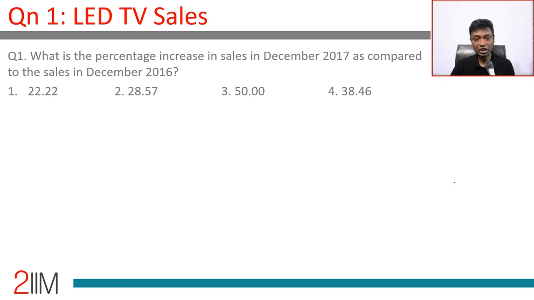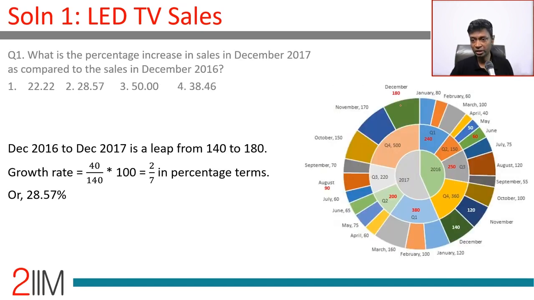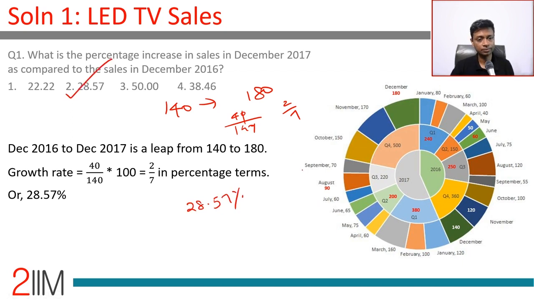What is the percentage increase in sales in December 2017 as compared to the sales in December 2016? December 2017 is 180. December 2016 is 140. And so we want to find the increase from 140 to 180 in percentage terms. So an increase of 40 on a base of 140. 4 by 14 or 2 by 7. 2 by 7 in percentage terms. 1 by 7 is 14.28%. 2 by 7 is 28.57%. We look for that number in the answer choices, this one goes.